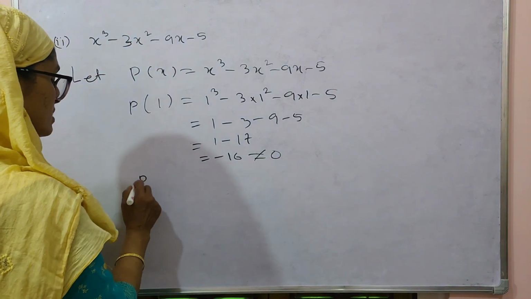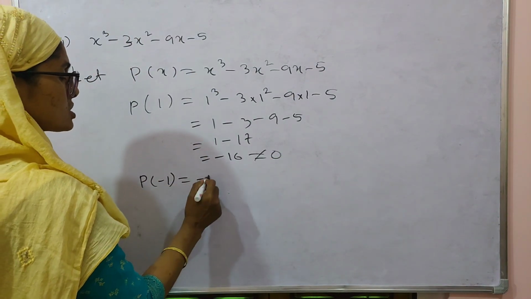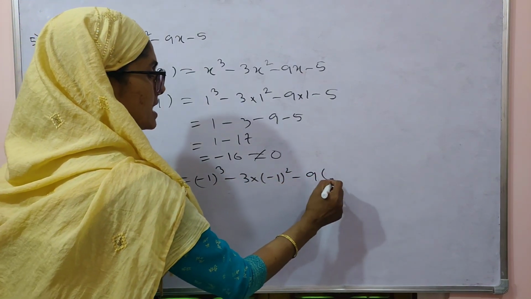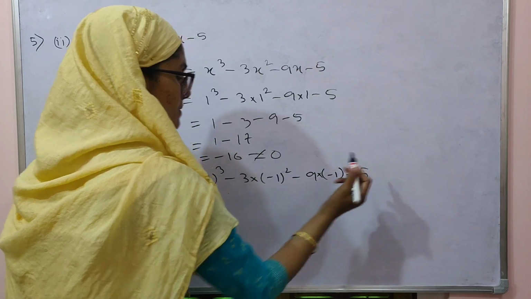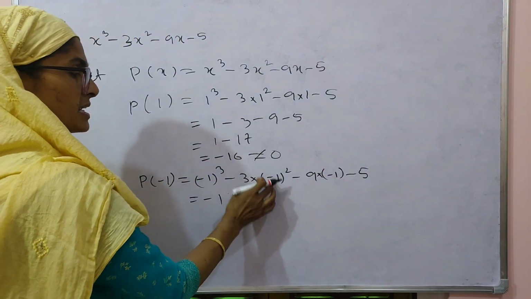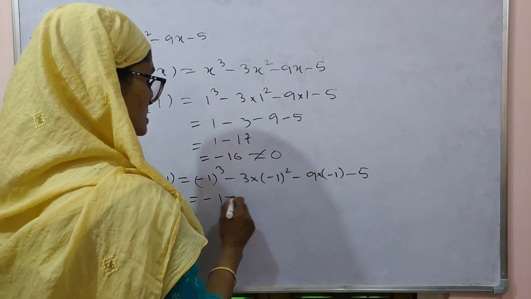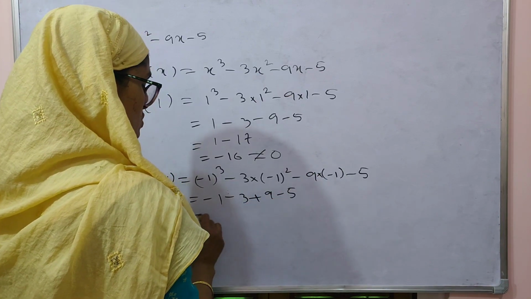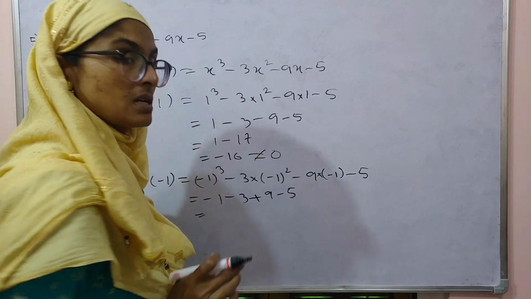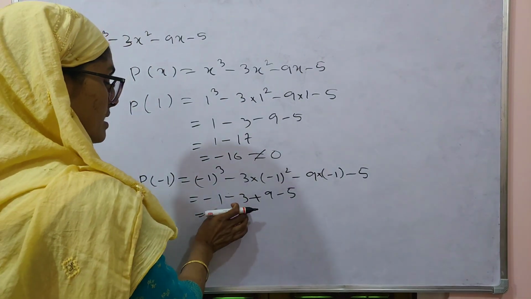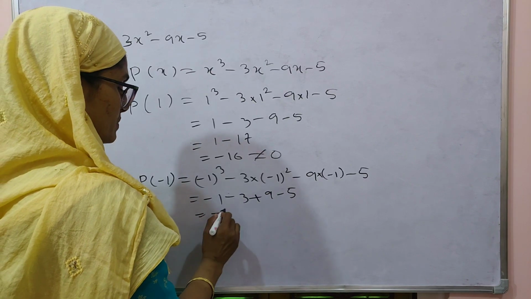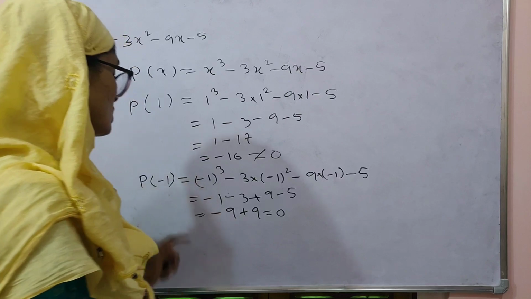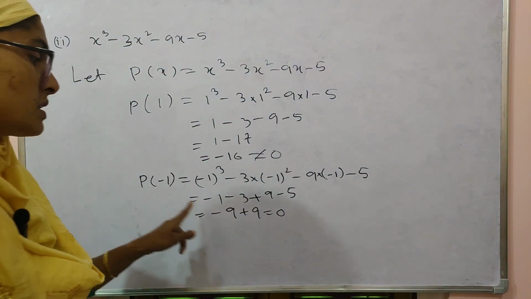Now check by minus 1. Here minus 1 cube, 3 into minus 1 square, minus 9 into minus 1, minus 5. So you'll get minus 1. Minus 1 square means plus 1, so you'll get minus 3. Minus and minus you'll get plus 9, minus 5. So minus 1, minus 3, you'll get minus 4, and 5, that means minus 9, plus 9, you'll get 0. So for x equal to minus 1, you'll get 0.